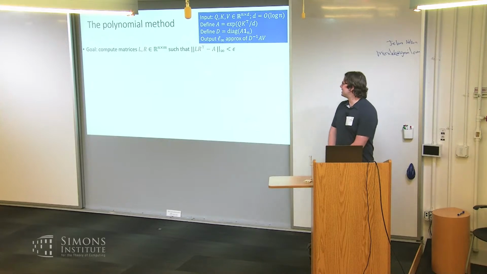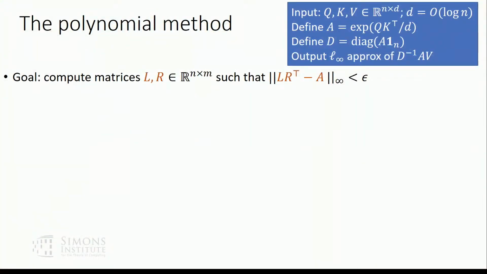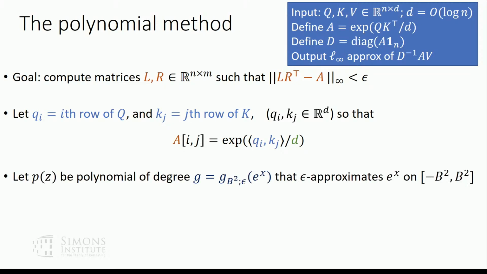Okay, right. So our goal is to compute these matrices L and R so that L R transpose approximates A. So here's how we're going to do it. Let me introduce a little bit of notation. Let me write Q sub i for the ith row of Q and K sub j for the jth row of K. So these are vectors of length d, like order log n. And the ijth entry of the attention matrix is supposed to be e to the inner product between Qi and Kj divided by d.